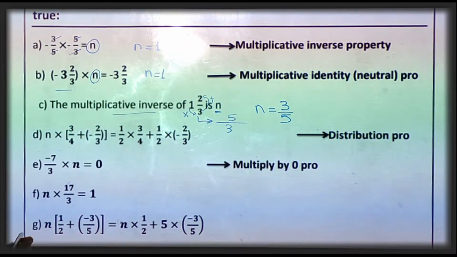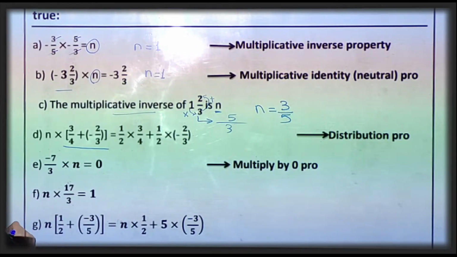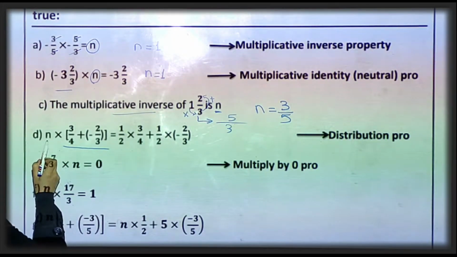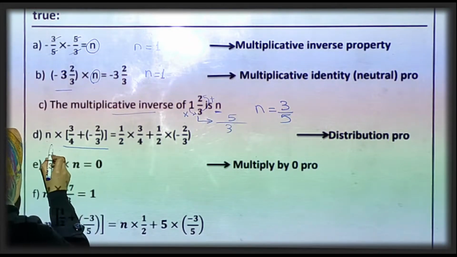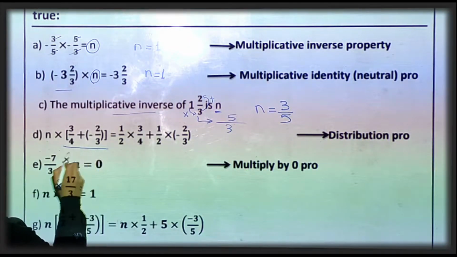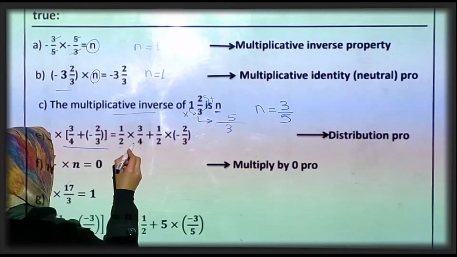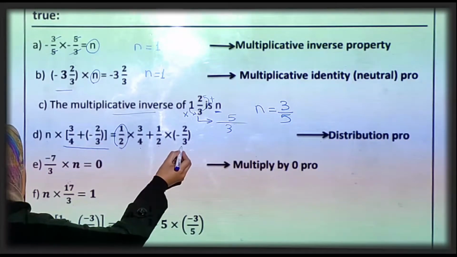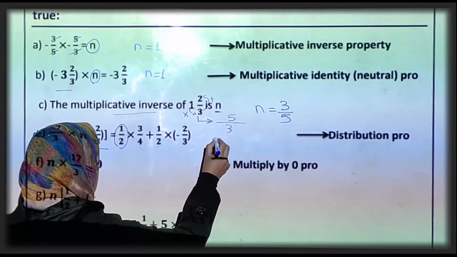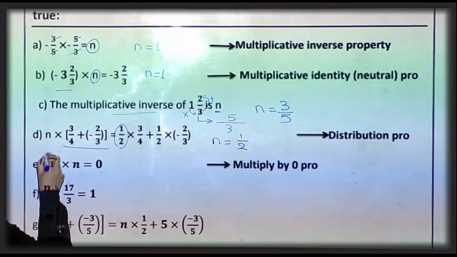Letter D, n multiply all this bracket. This is the distribution property: n multiply 3/4 n plus n multiply -2/3. n multiply 3/4, so n equals half, plus n multiply -2/3. So we find the value of n, half.